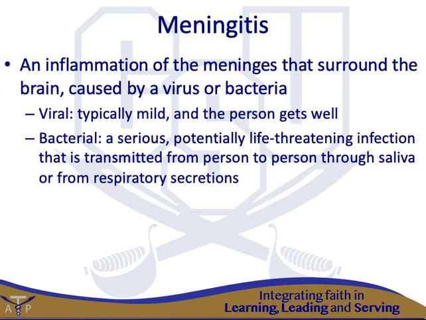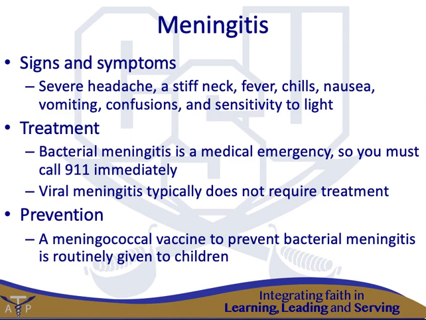Bacterial meningitis is transmitted from person to person through saliva or from respiratory secretions when the infected athlete coughs or sneezes. The typical signs and symptoms that we see can develop rapidly and last up to a week. The signs and symptoms include severe headache, a stiff neck, fever, chills, nausea, vomiting, confusion, and sensitivity to light.